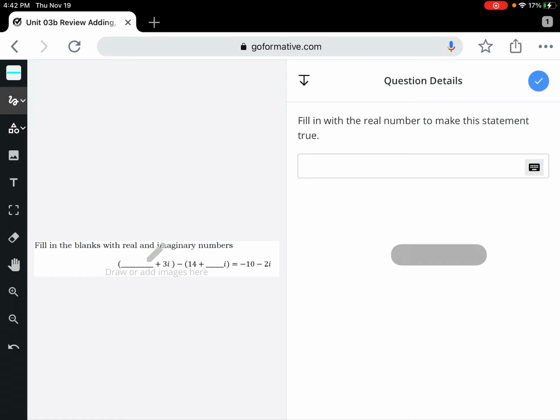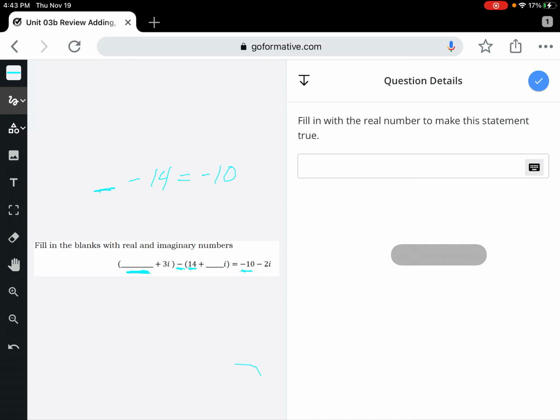This guy here is just a little tricky, okay? It says we need to fill in the blanks. And so we were trying to fill in this first blank here. So I know some number minus 14 is going to give me my other real number, which is negative 10. Okay? So basically you just have to focus on that part that you're trying to find.